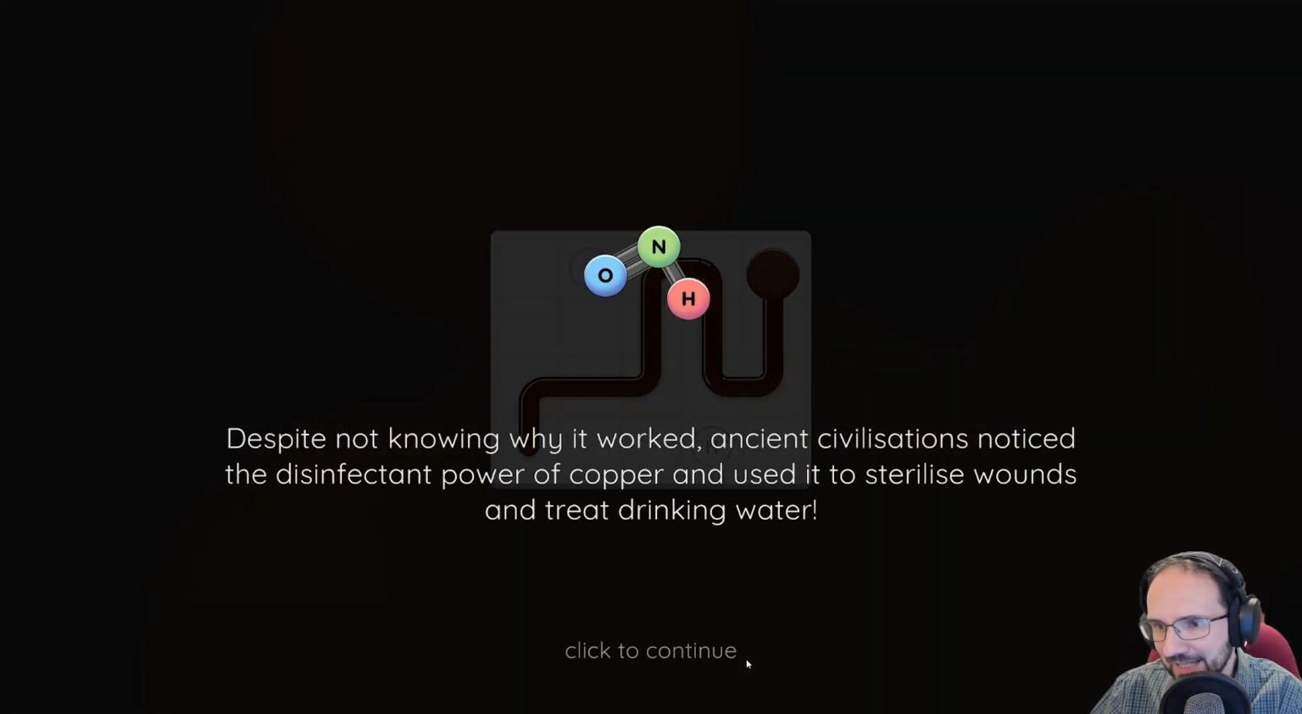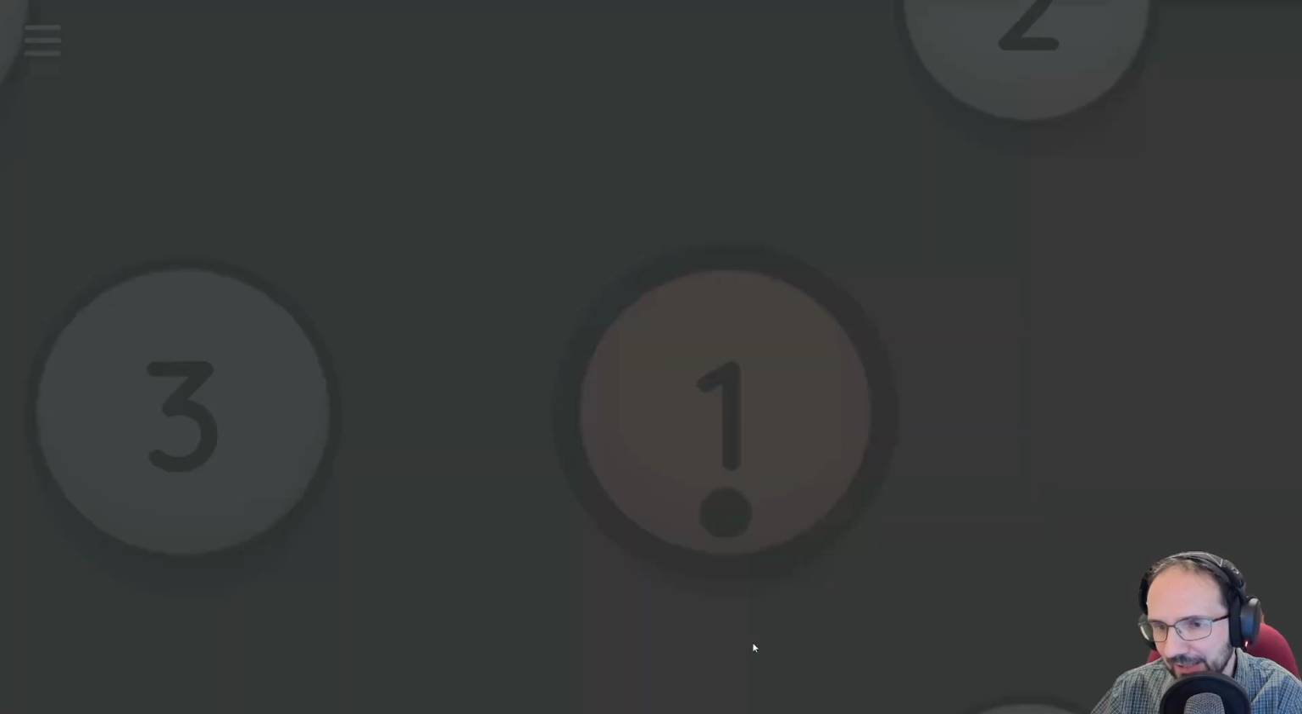Despite not knowing why it worked, ancient civilizations noticed the disinfectant power of copper and used it to sterilize wounds and treat drinking water.